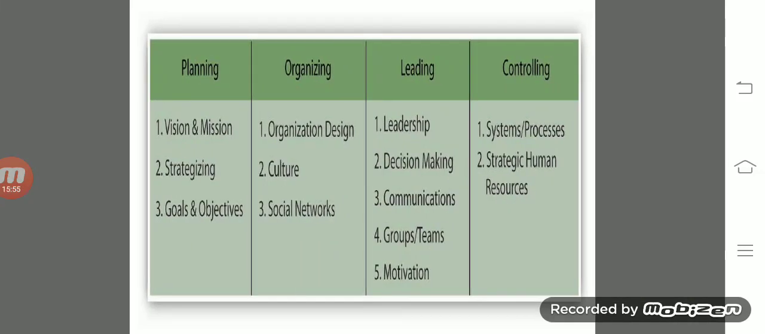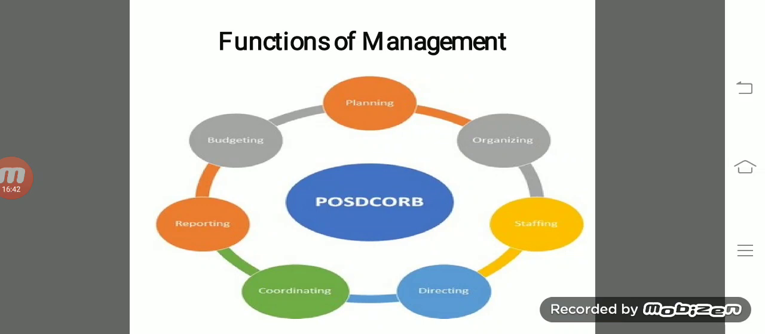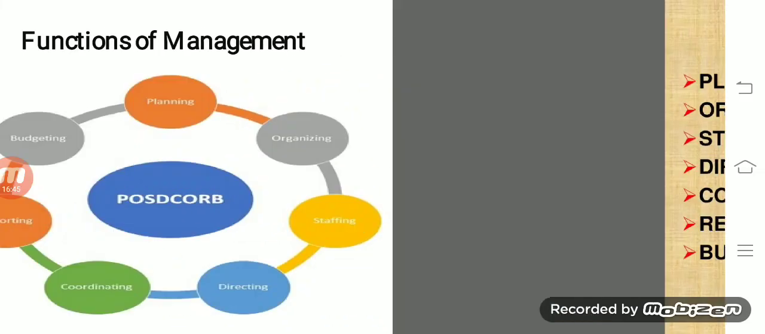Clear? Here are a few examples of points covered under planning, organizing, leading meaning direction, and controlling. In planning, we cover the vision and mission of the organization, strategies, and goals and objectives. In organizing, we cover organization design, culture, and social networks. In leading, ultimately it is direction: leadership, decision making, communication, group or team, and motivation. In controlling, we cover systems or processes, strategic human resources, etc. Clear? So these are the functions of management.